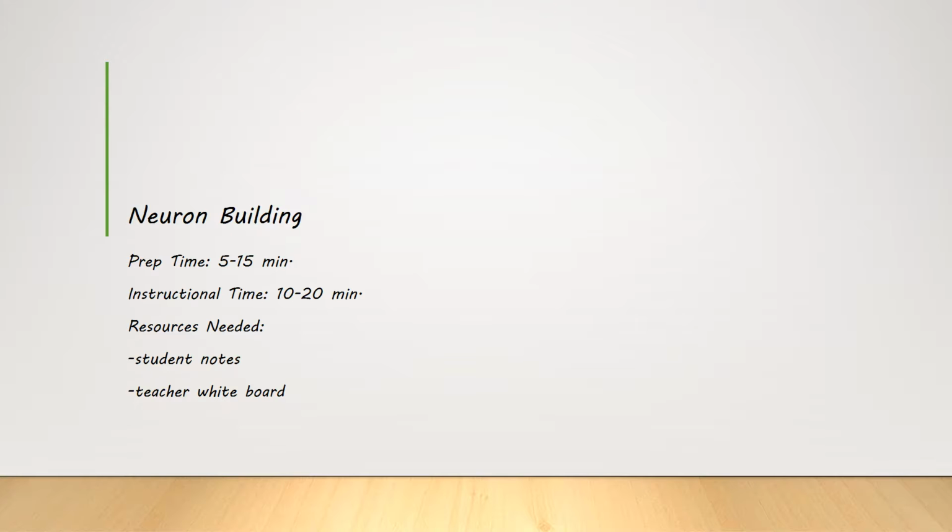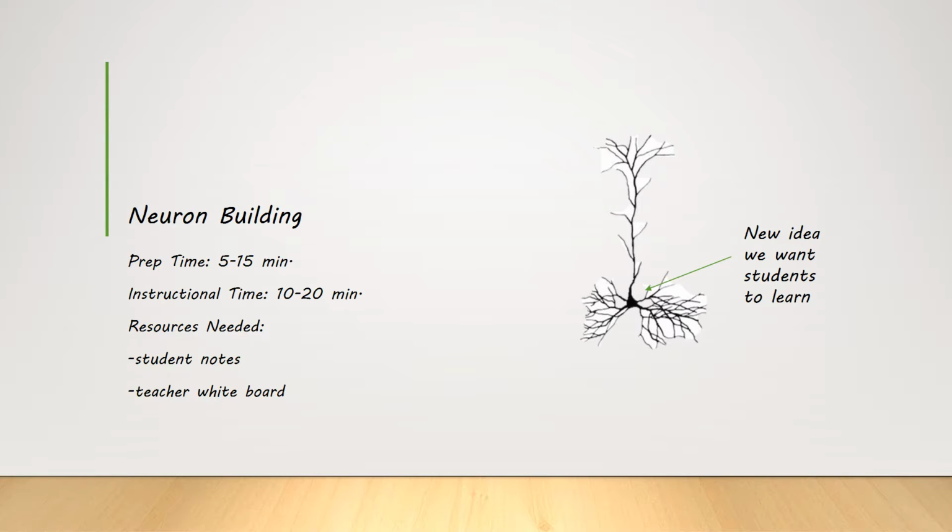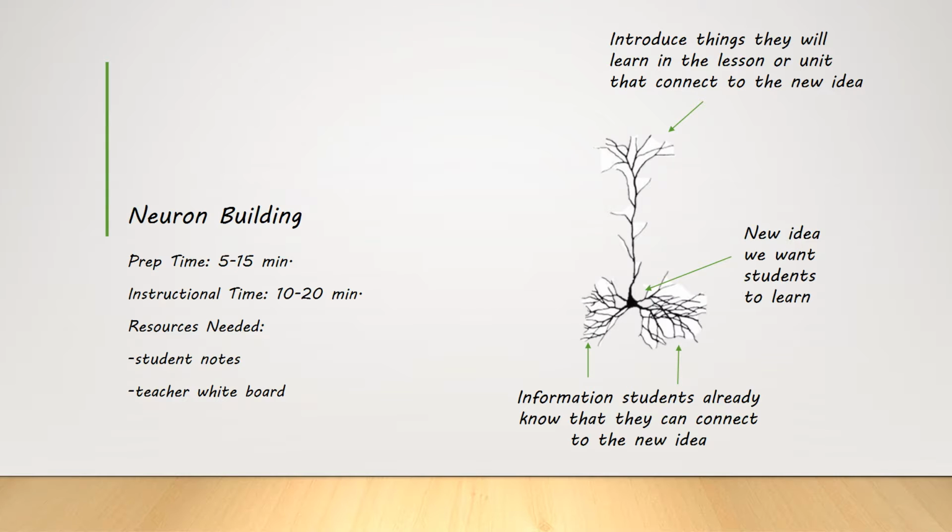The resources needed are that students need to actively take notes and the teacher needs to be writing the information on the whiteboard. A general picture: here we're back to our neuron. This is not what you're going to draw on your board, but by the end we should see this show up. So we're going to draw a circle with the new idea we want the students to learn. On the bottom half of the board, we're going to gather information that students already know that they can connect to the new idea. And at the top, we're going to introduce things they will learn in the lesson or unit that connect to this new idea.